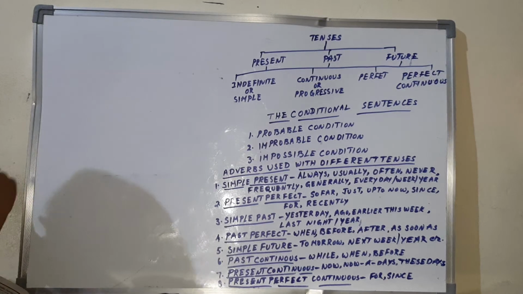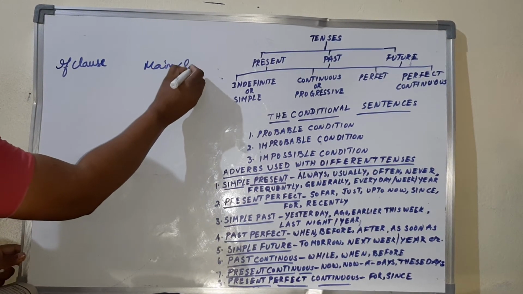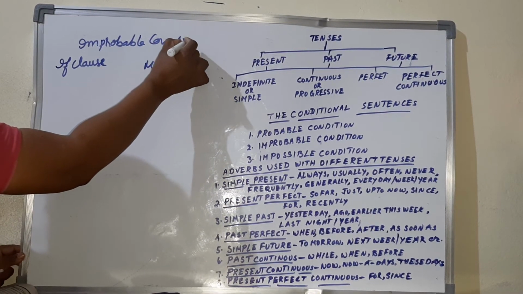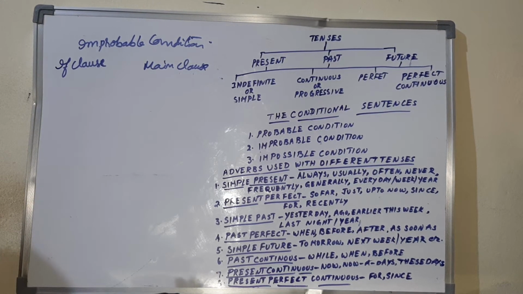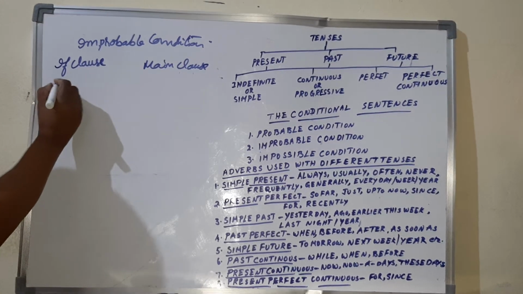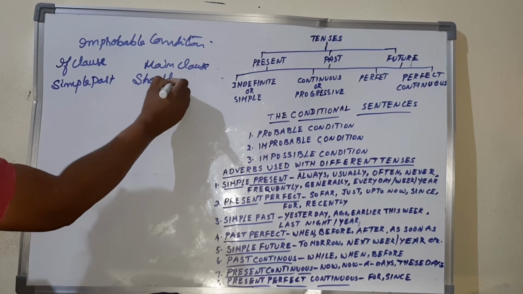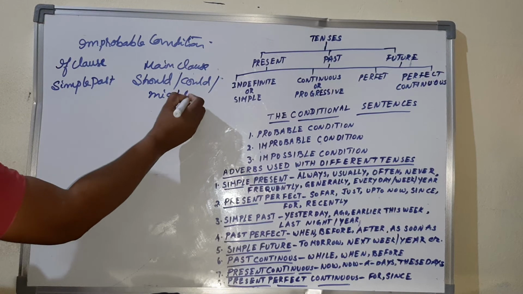Next is the improbable condition. That is also related to the if clause and main clause. In the improbable condition, simple past comes in the if clause, whereas should, might, could plus verb comes in the main clause. Here, simple past in the if clause, and we use should, could, might in the main clause.